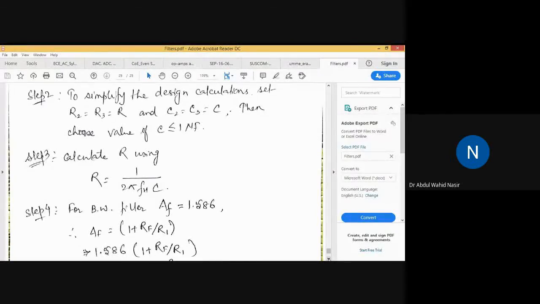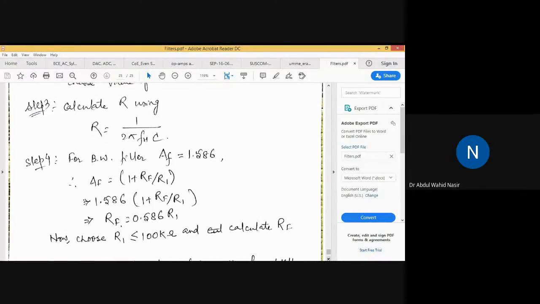Once we choose any value of C which is less than 1 microfarad, from there we can find the value of R. That R will be 1 by 2 pi FH C. Then, since we know that for a Butterworth filter the gain is 1.586, this is the property of a Butterworth filter. Using this information, you can find the relation between RF and R1, and you will end up with the relation RF is equal to 0.586 R1.